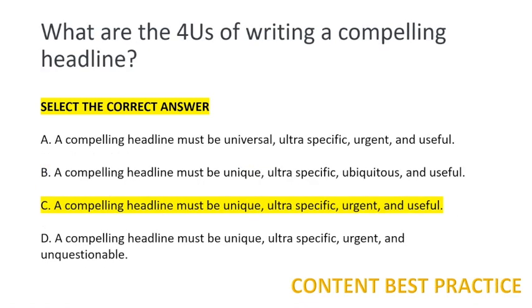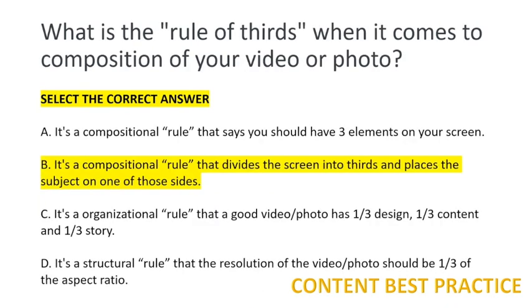What are the 4 Us of writing a compelling headline? C. A compelling headline must be unique, ultra-specific, urgent, and useful. What is the rule of thirds when it comes to composition of your video or photo? B. It's a compositional rule that divides the screen into thirds and places the subject on one of those sides.